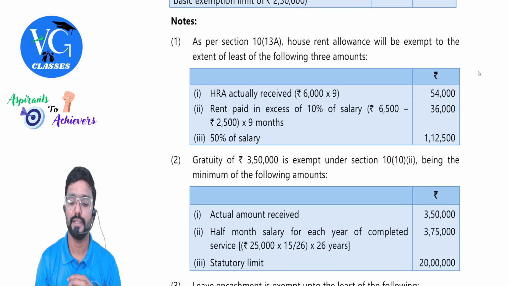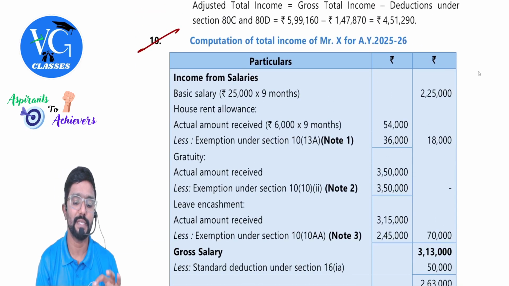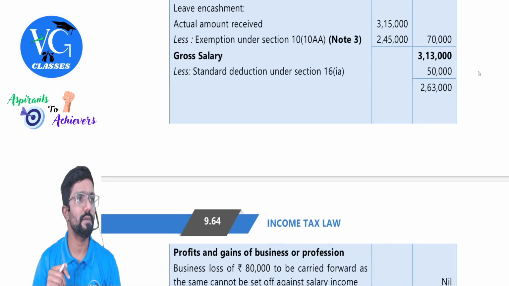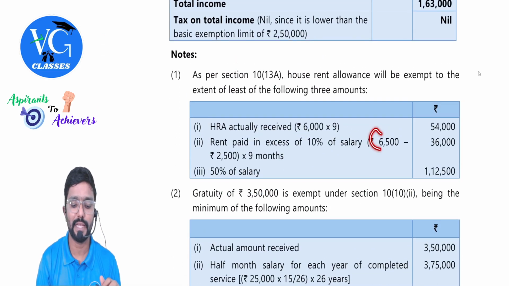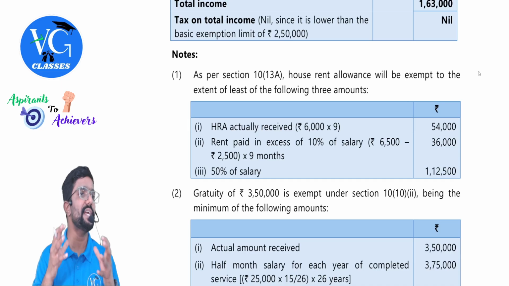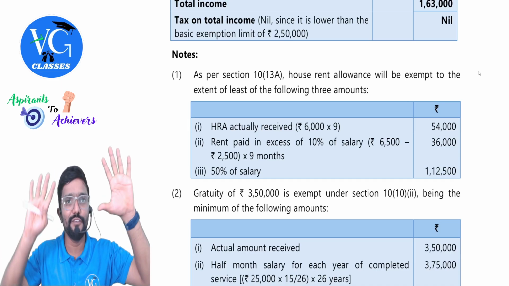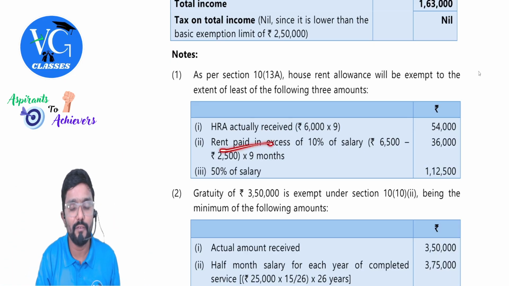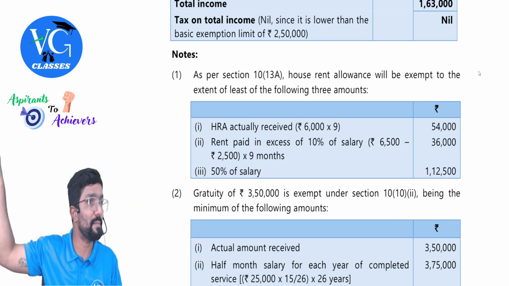Okay, what they have done is 6,500. Then whatever is the monthly salary, they have taken 10% of it. 25,000 into 10%, 2,500. Now this is a per month calculation into 9 months. See, guys, assessee might stay in a rent house and pay rent for full 12 months, but HRA is received only for 9 months. So here, rent paid, while calculating the exemption, we need to take only for 9 months, not for full 12 months.